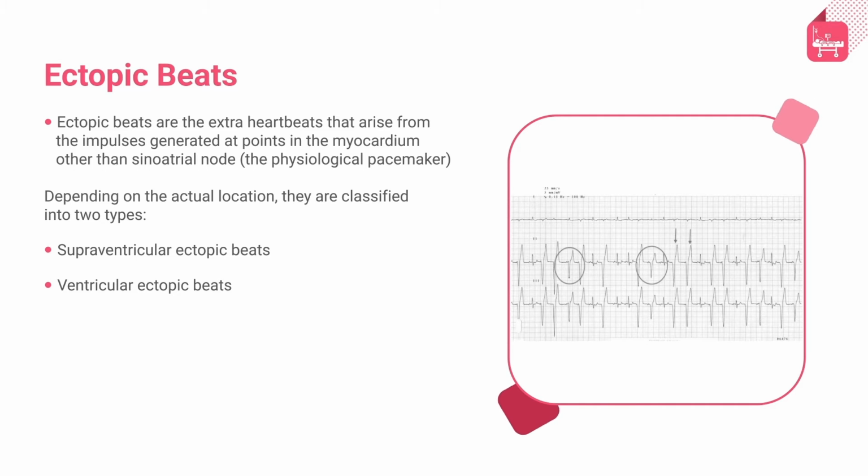They occur early in the cardiac cycle, before the next sinus beat, and are followed by a gap in the pulse known as a compensatory pause. The compensatory pause prevents the propagation of the next sinus beat. Depending on the actual location, they are classified into 2 types: supraventricular ectopic beats and ventricular ectopic beats.